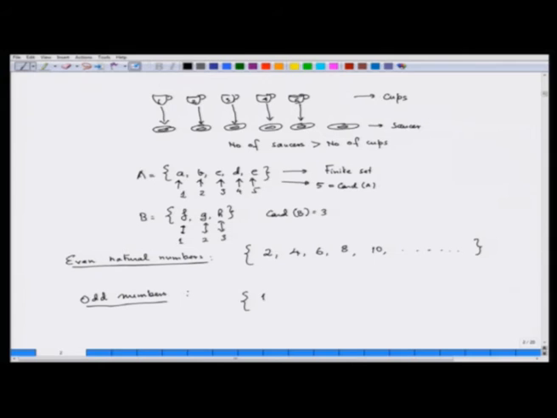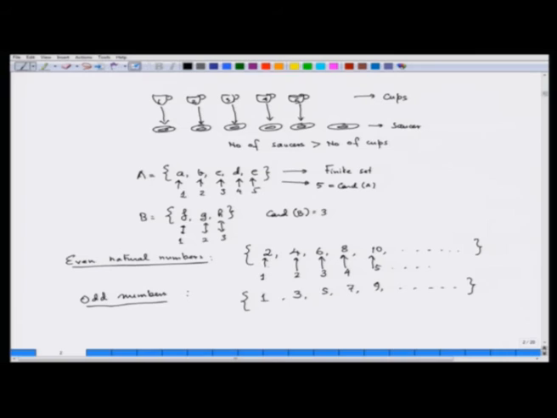That is 1, 3, 5, 7, 9 and so on and so forth. Now, are these 2 sets countable? Yes. The sets are countable in the sense that 2 is related to 1, 4 is corresponding to 2, 6 is corresponding to 3, 8 is corresponding to 4, 10 is corresponding to 5 and so on.